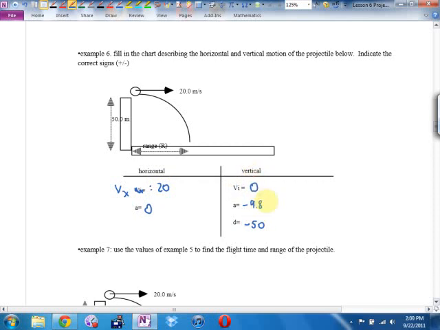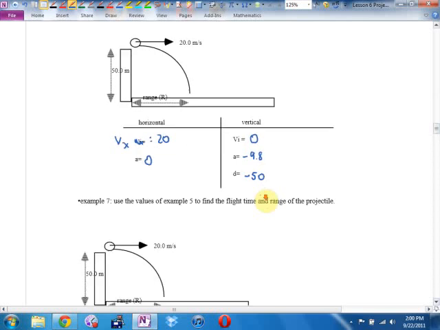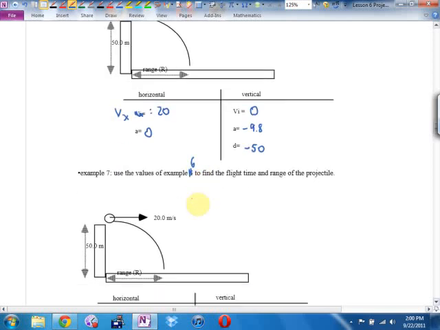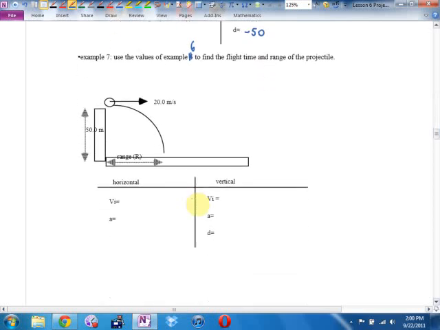Example 7 says, use the values of example 5, I think it means example 6. Yes, whoops. To find the flight time and the range of the projectile. So really quickly, I'm just going to rewrite these values. It was 20, 0, 0, negative 9.8, and negative 50. What do they want me to find first here? To find the flight time.